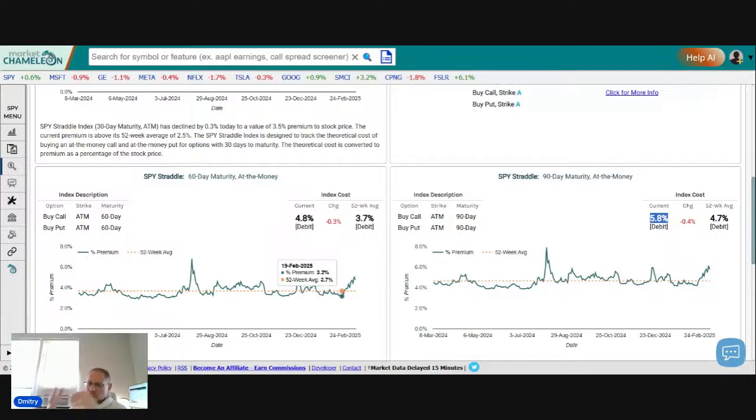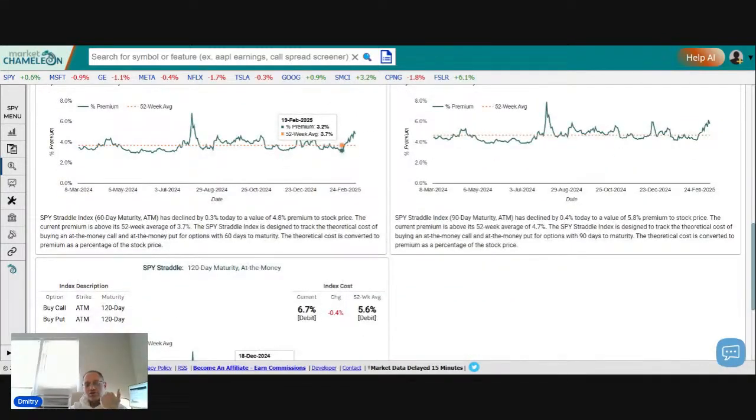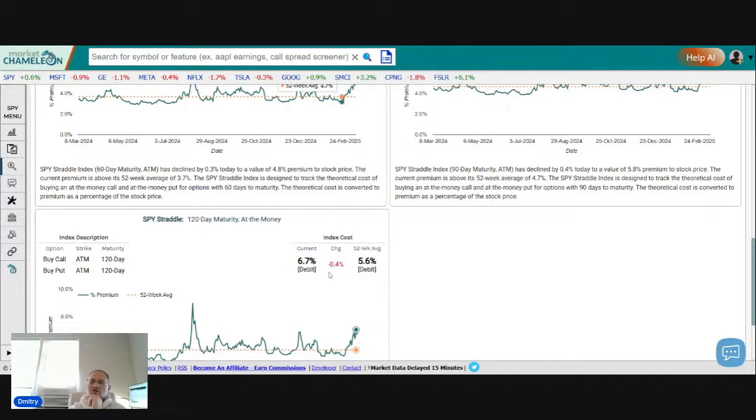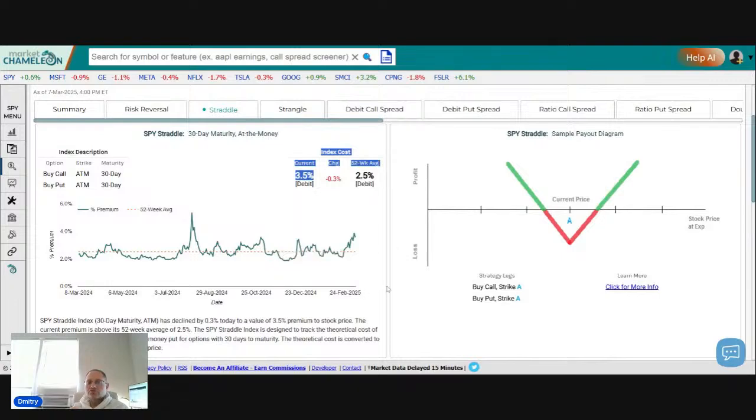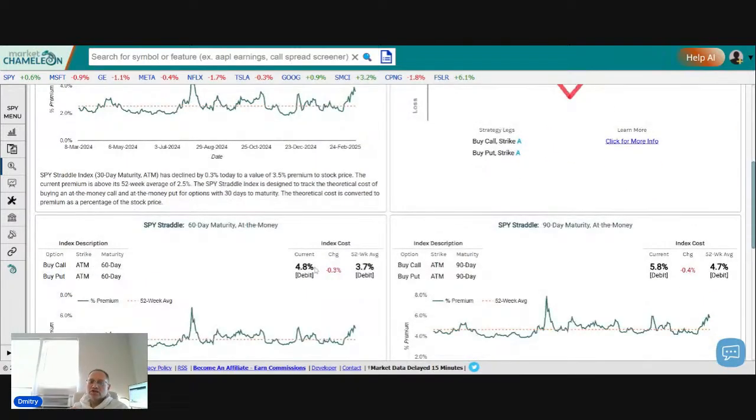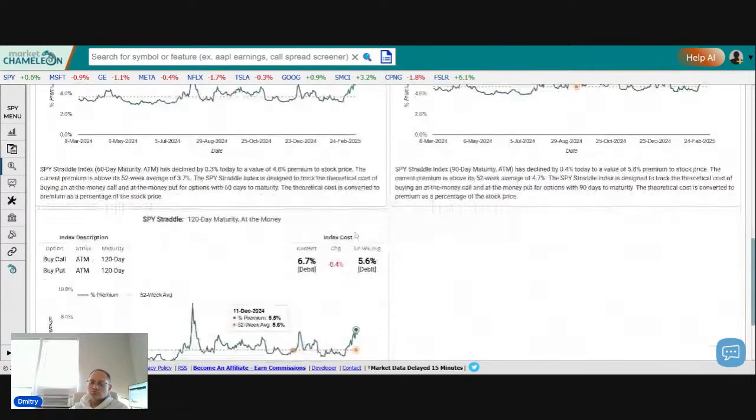All right, and think of time spreads. What about if we go a little bit further out? Let's say we go out to 120 days. Here we see that the current cost of that straddle is 6.7%, relative to its average of 5.6%, so it's higher than the average by 1.1%. Just going down the line, we see how much it increases, from the 30-day to the 60-day to the 90-day to the 120-day.